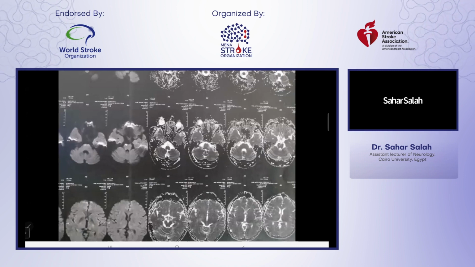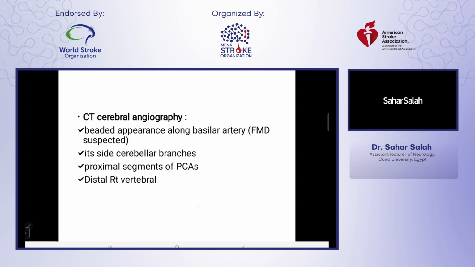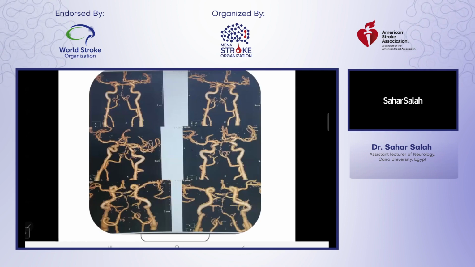CT angiography was done, and it showed a beaded appearance of the basilar artery, for which the diagnosis of fibromuscular dysplasia was suspected. Also, there were occluded cerebellar branches, proximal segments of PCA, and distal right vertebral artery.